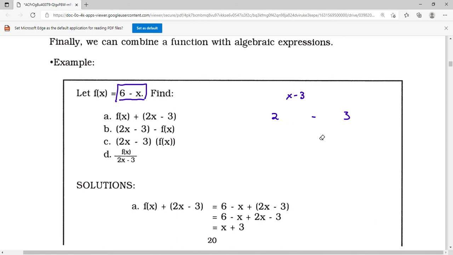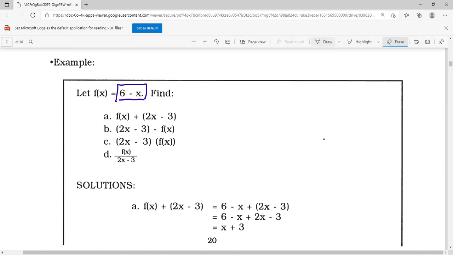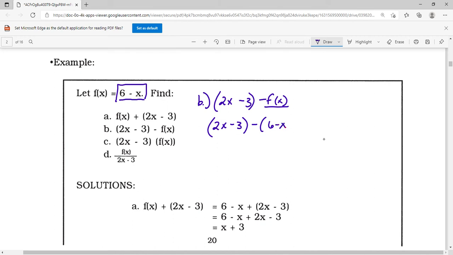All right, for b, we're going to be subtracting it from an expression. So for b, we've got 2x minus 3 minus f of x. If we write this out, we've got that in parentheses, 2x minus 3, minus our f of x value, which is 6 minus x, right?